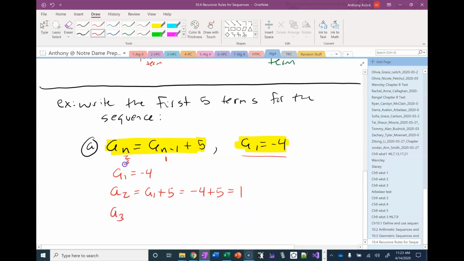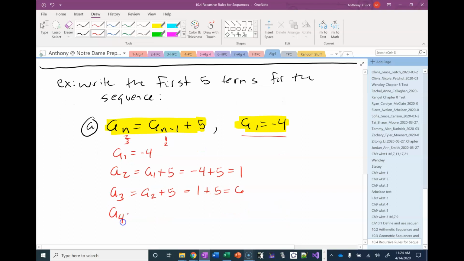To do the third term, now n is 3, so n minus 1 is 2. So the third term is the second term plus 5. Well, we know the second term. We just found that. That's 1. So 1 plus 5 is 6. For the fourth term, now n is 4. So 4 minus 1 is 3, so we need the third term plus 5. The third term we just found is 6, and 6 plus 5 is 11.